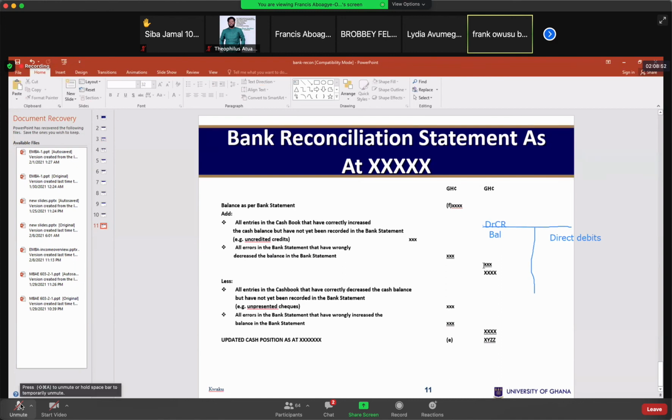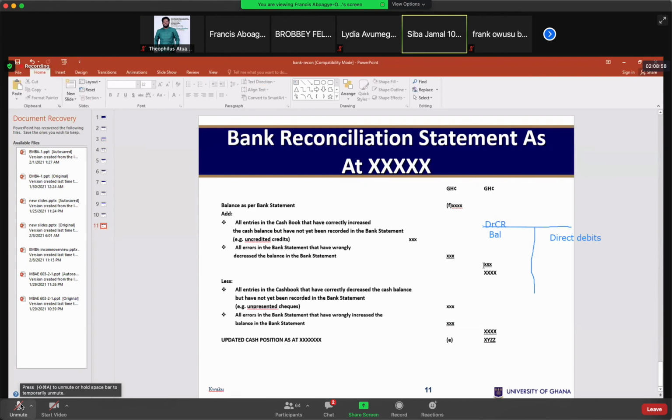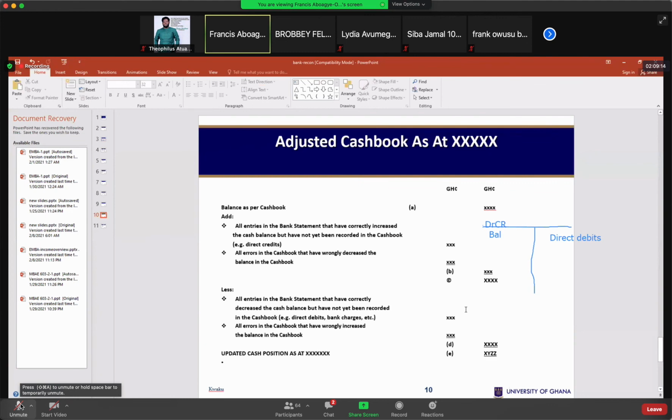All right. Yes, Siba. Okay, Prof. Earlier on, you mentioned overdraft. Yes. So I want to find out, when it's an overdraft, is it vice versa, or how are you going to go about it? So if it is an overdraft, it can be vice versa. But in order that you don't get confused, when you have an overdraft, what you do is put it in parentheses. It becomes negative, and you use the same method.